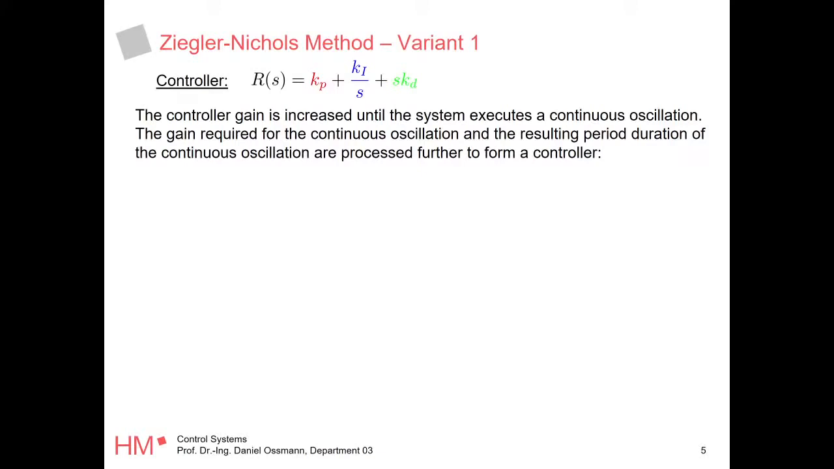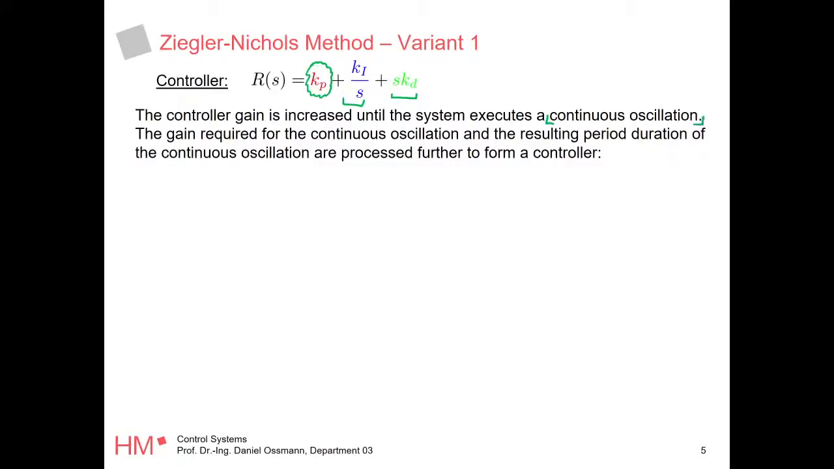So the Ziegler-Nichols method always assumes we have a controller in that form. Right? So it's the parallel form. It's not the series form where we have a single transfer function. It's the parallel form where we have all the 3 parts individually. And the idea is, at first, to only use a proportional gain and make that gain bigger until we have continuous oscillation in our experiment.